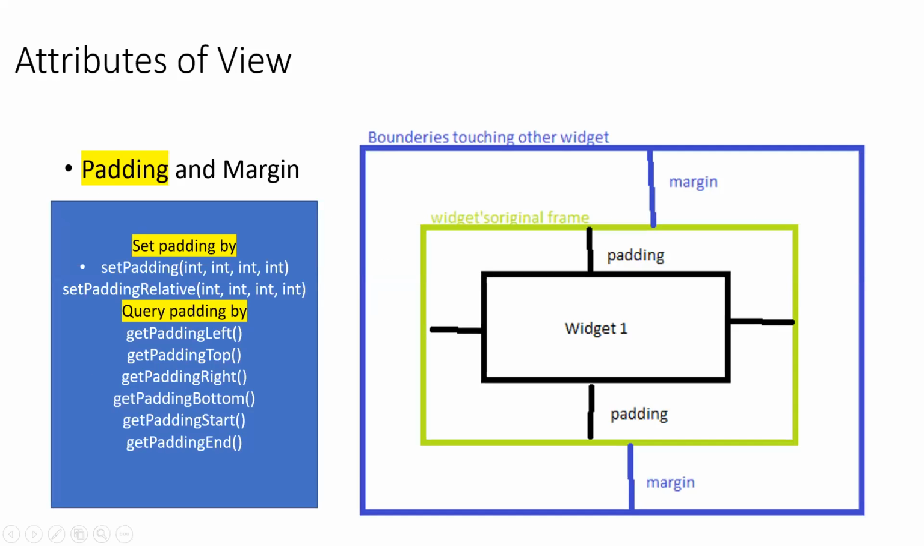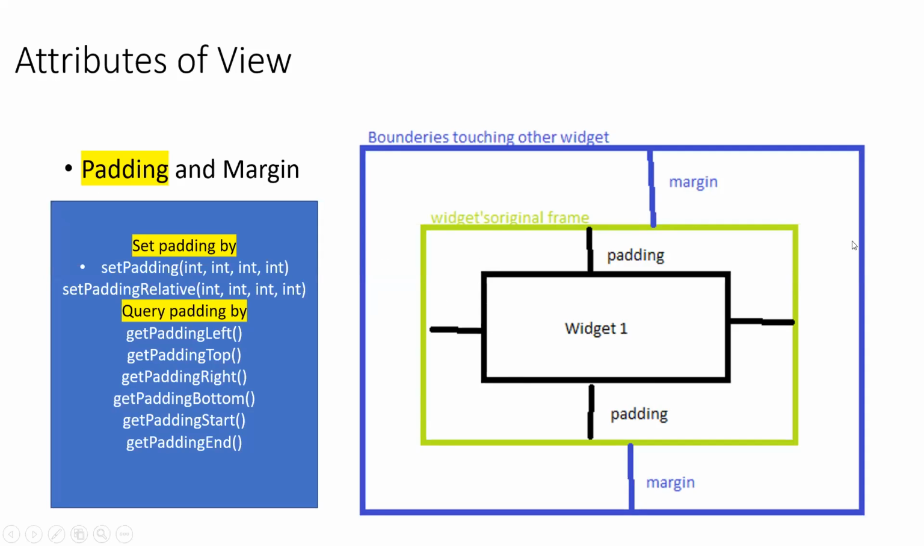So other attributes are padding and margin. This particular diagram shows you what padding is and what margin is. So here is a widget, one particular view, let's say.